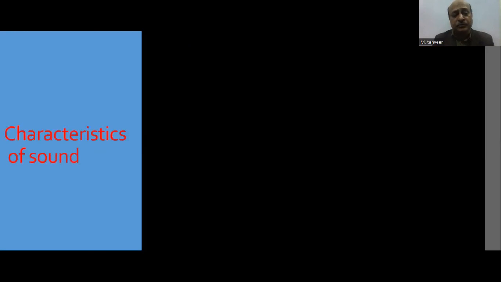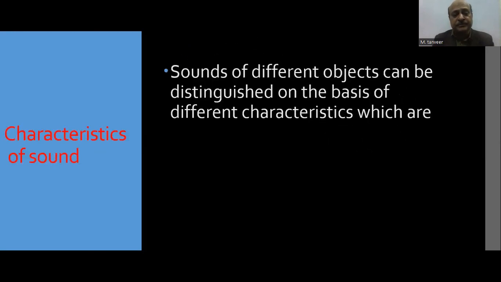Characteristics of sound. Sounds of different objects can be distinguished on the basis of different characteristics. These characteristics are loudness, pitch, quality, and intensity. Now we'll discuss these characteristics one by one. First is loudness.